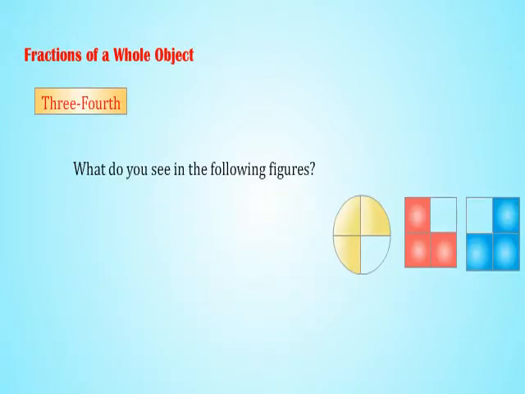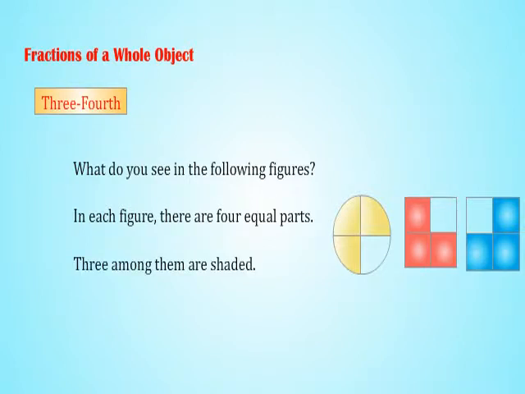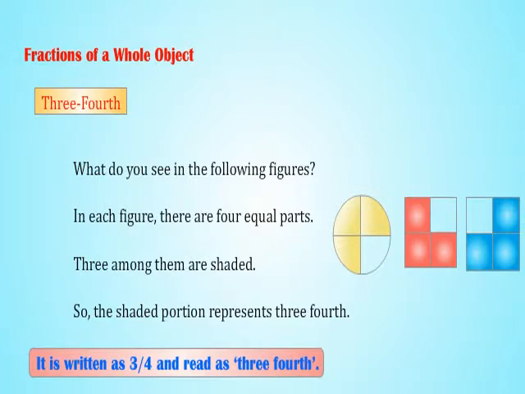3/4. What do you see in the following figures? In each figure, there are four equal parts. Three among them are shaded. So, the shaded portion represents 3/4. It is written as 3/4 and read as three fourths.